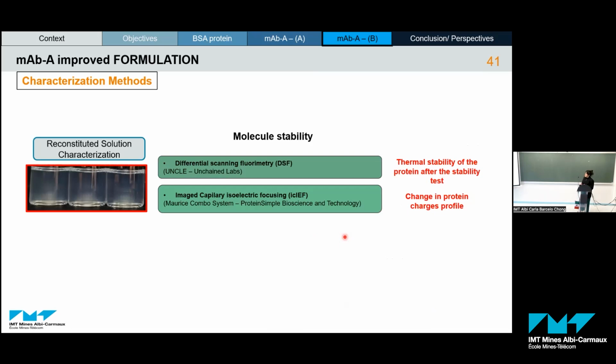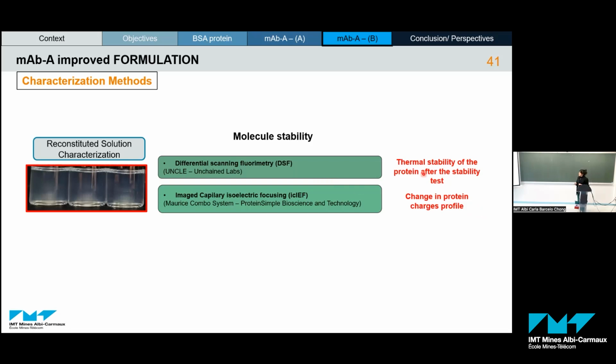For this, we studied the thermal stability of our protein by using differential scanning fluorimetry. With this technique, what we obtain is the melting temperature of our protein, which is the temperature at which 50% of our protein achieves the denaturation state. When our protein is subjected to stresses, it can modify its structure, and these changes in the structure can lead to a reduction of the melting temperature.